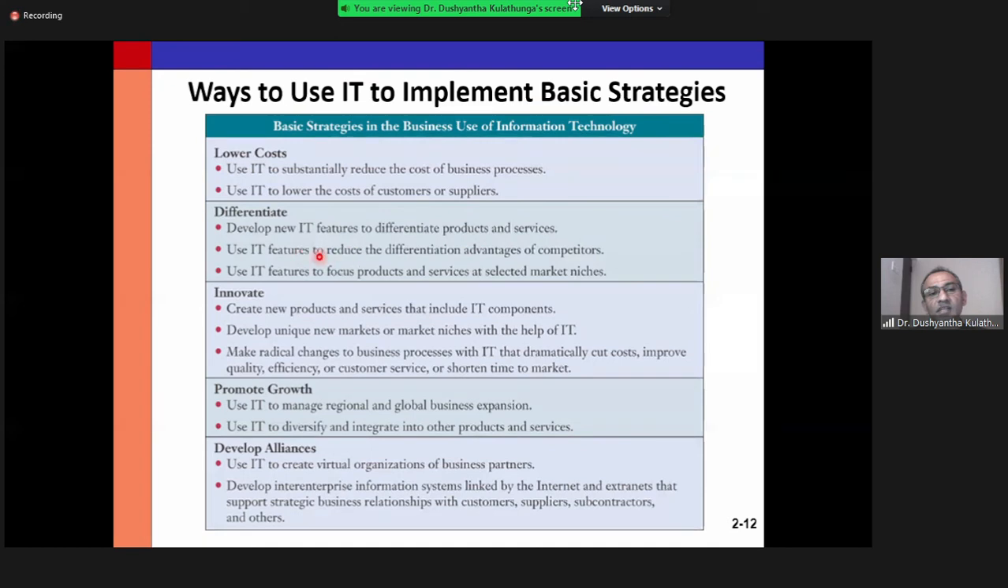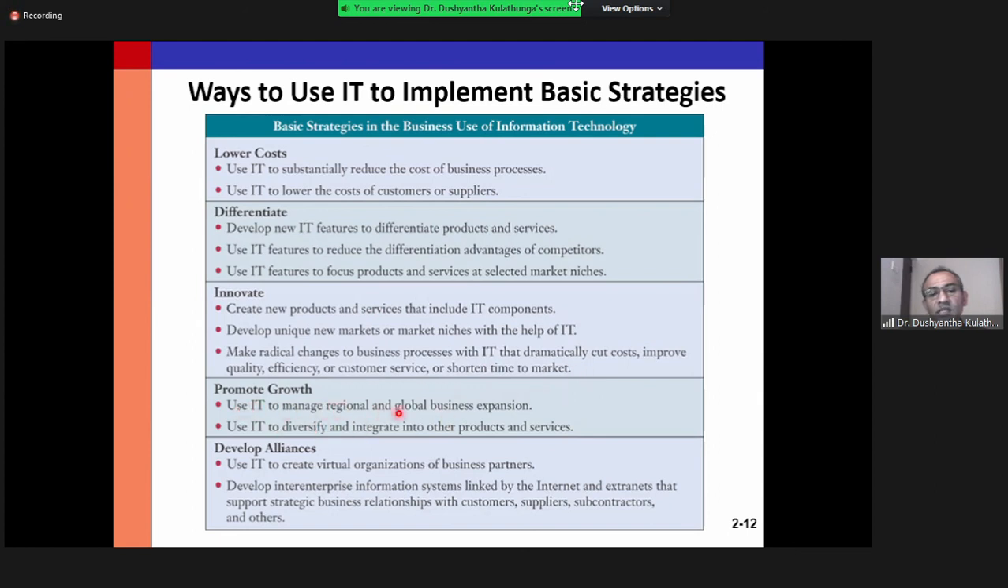Use IT features to reduce the differentiation advantages of competitors. Use IT features to focus products and services at selected market niches. Create new products and services that include IT components. Develop unique markets and market niches with the help of IT. Make radical changes to business processes with IT that dramatically cut costs, improve quality, efficiency, or customer service, or shorten time to market.